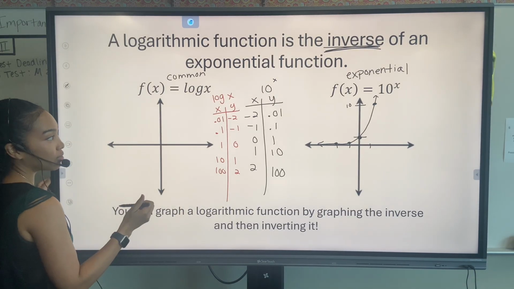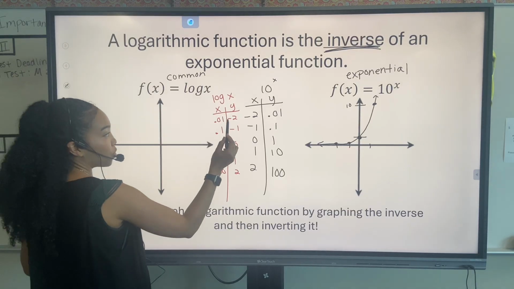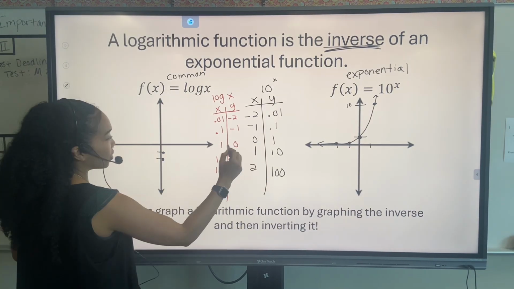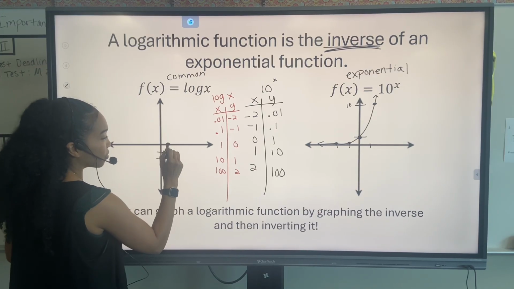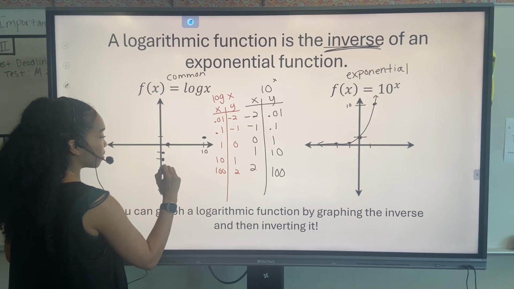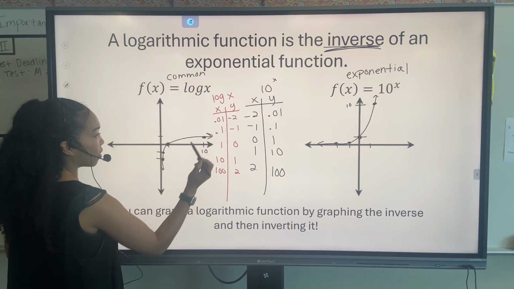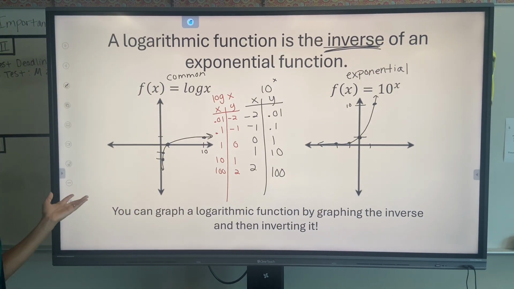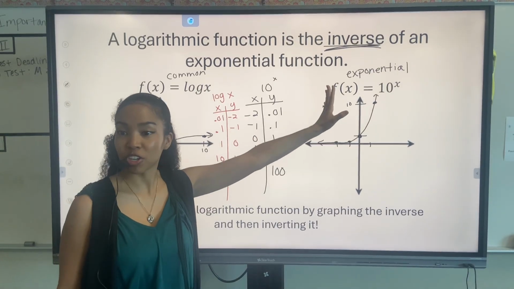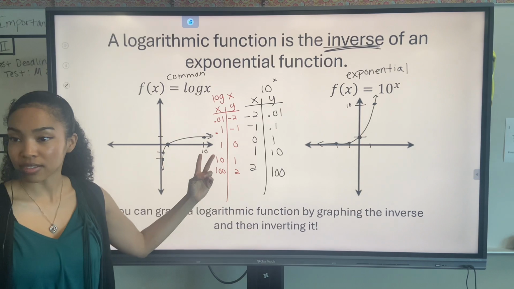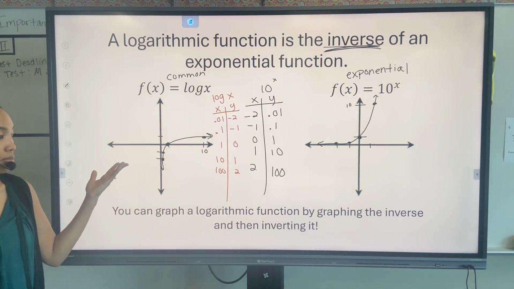And I'm going to graph it. At 0.01, I'm at -2. 1, 0. And then I'm going to say this is 10, 1. All right, so that is my log graph. All I did was take the exponential function that I already know how to find and then swap the x's and y's. And you have the log, okay?